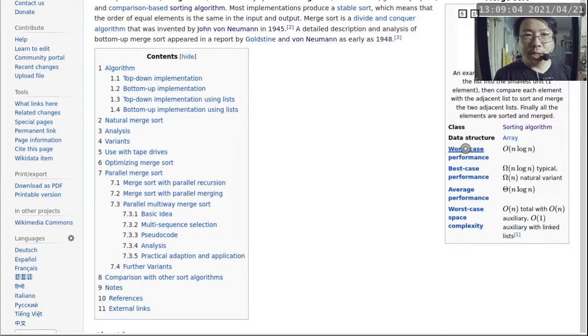So worst case, we have an upper bound of n times log n. Best case, it has a lower bound of n times log n. And the average is big theta, which means the tight bound, the upper bound and the lower bound, for the average performance is n times log n. Yeah, so it does work. It does use the notations correctly.